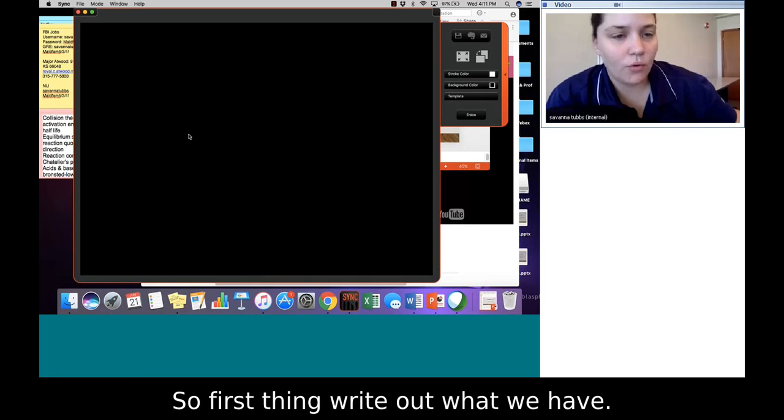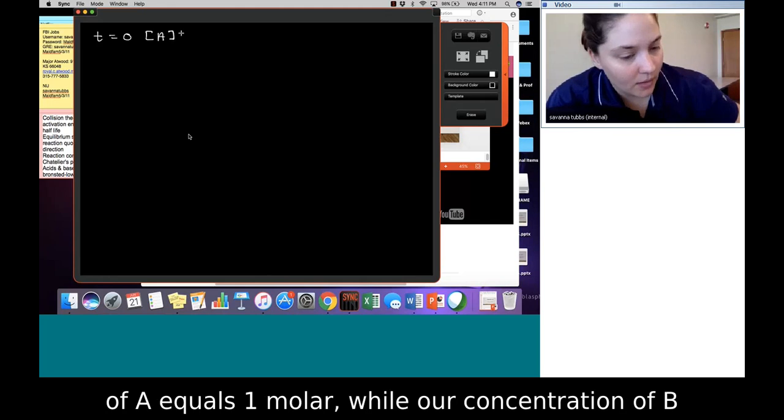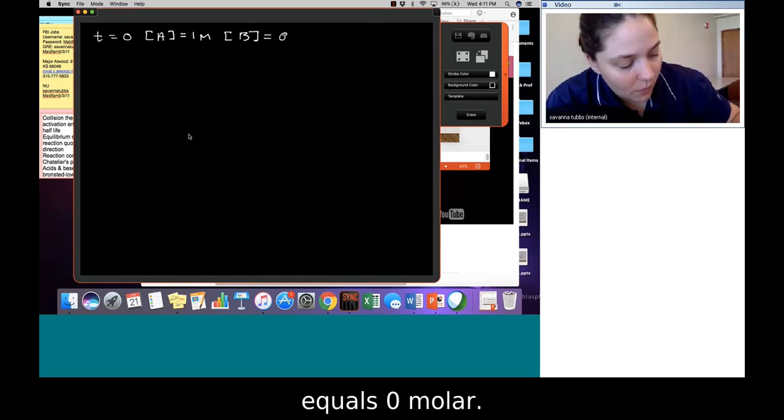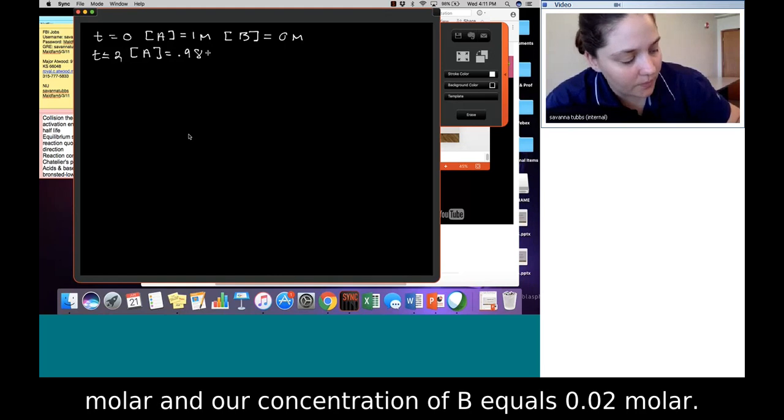So first thing, write out what we have. We know at T equals 0, our concentration of A equals 1 molar, while our concentration of B equals 0 molar. At time 2, our concentration of A equals 0.98 molar, and our concentration of B equals 0.02 molar.